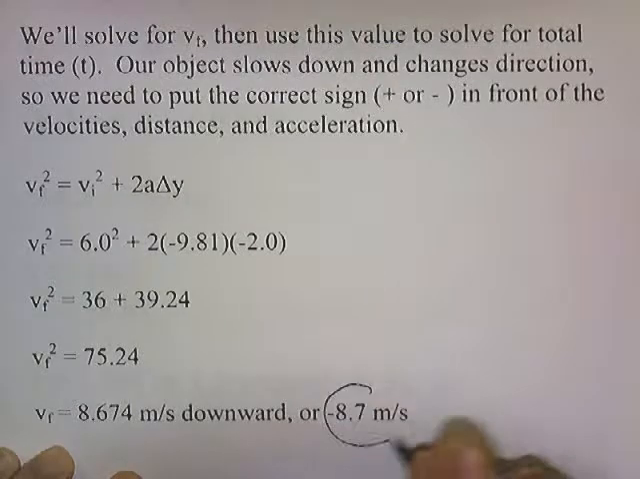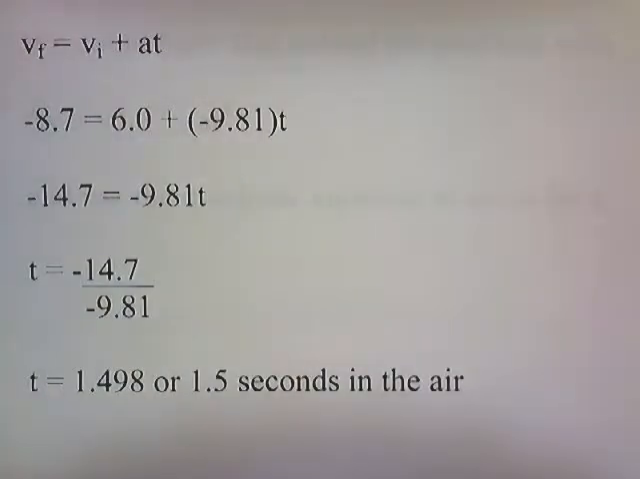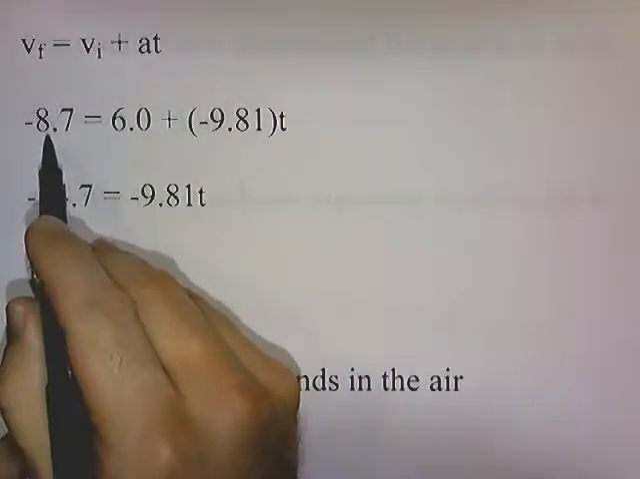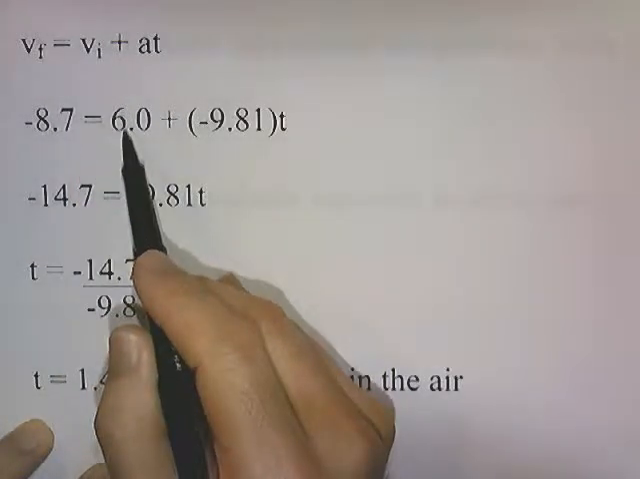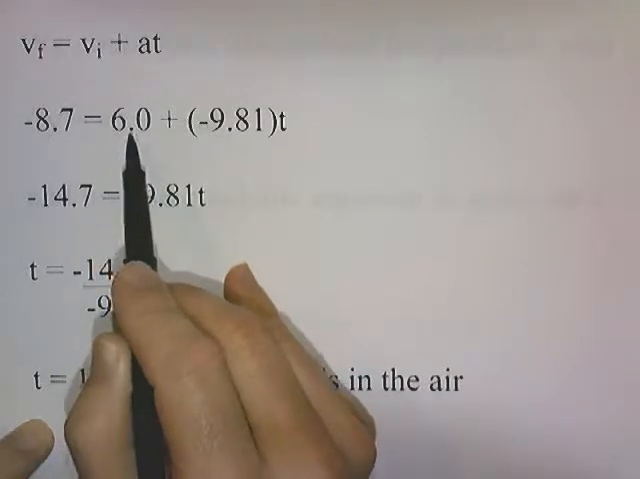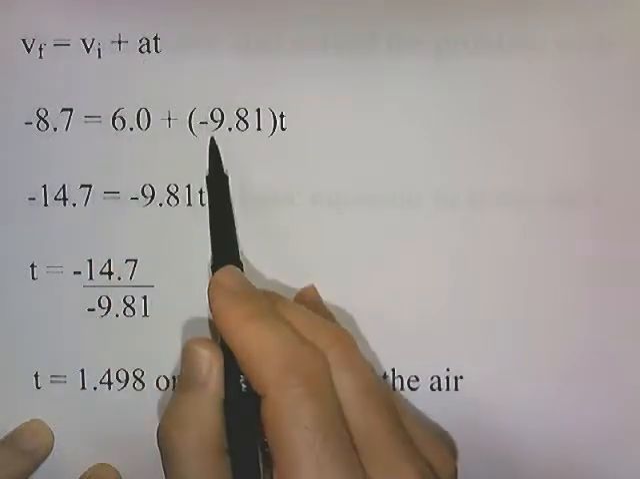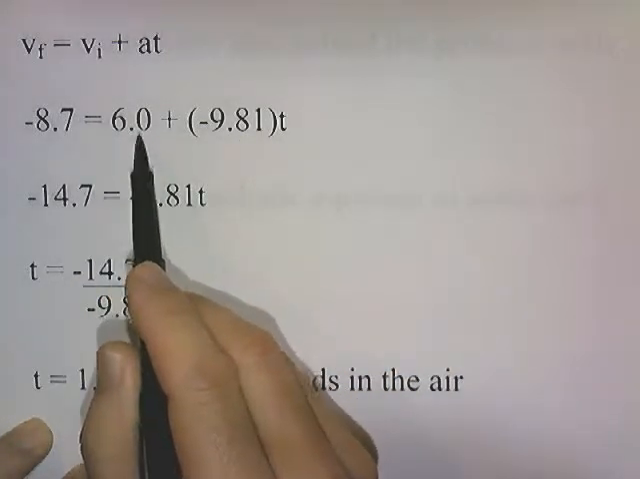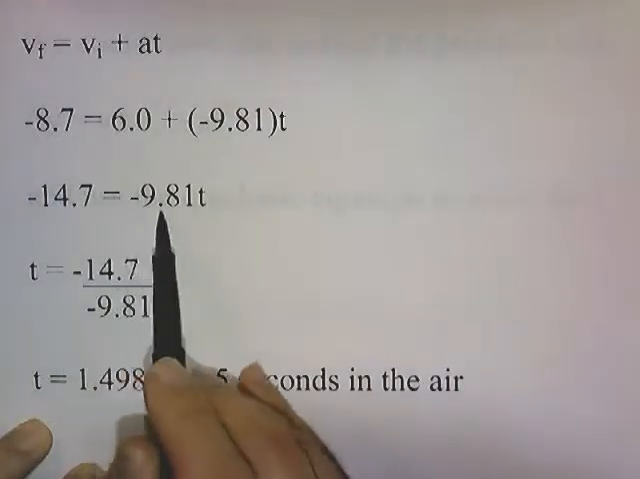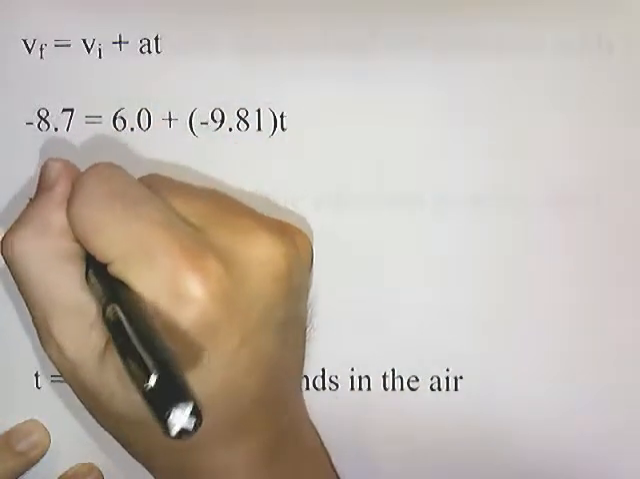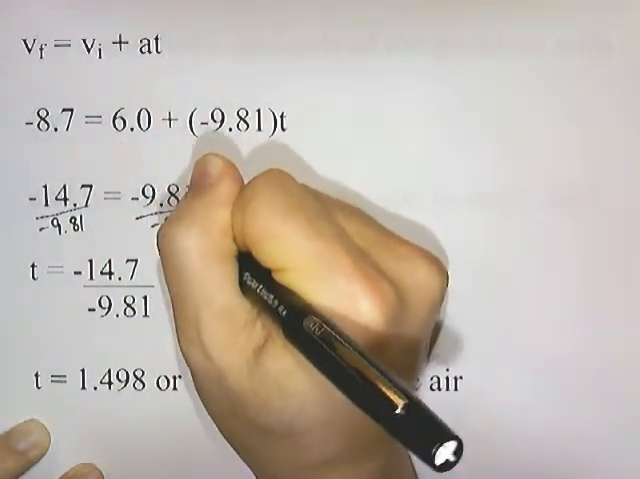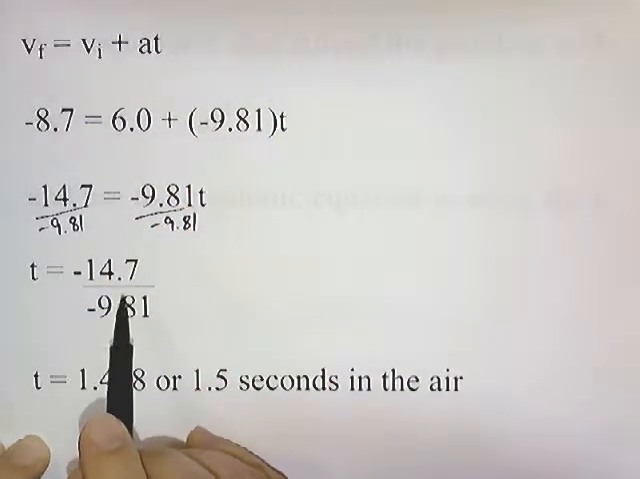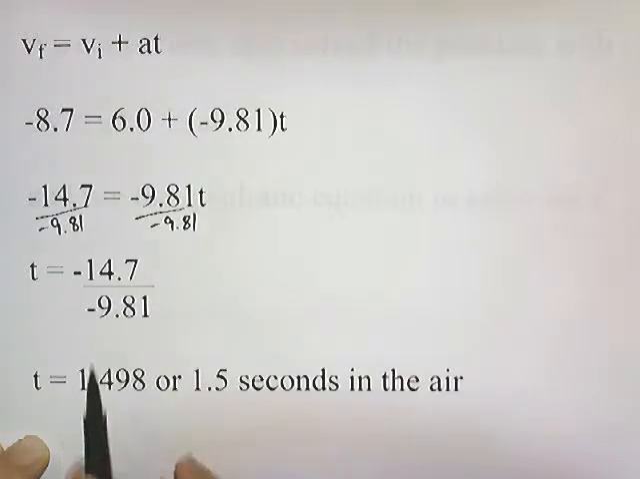All right, so we're going to use this value now. vf is -8.7. vi, when we first tossed it into the air, it was going upward, so it's going to be +6. Acceleration implicitly is -9.81 times t. If we solve for t, subtract 6 from both sides, and you'll get -14.7 here, and you'll just get -9.81 here. Divide both sides by -9.81, and t equals -14.7 divided by -9.81, and that'll give you 1.498, or 1.5 seconds in the air.